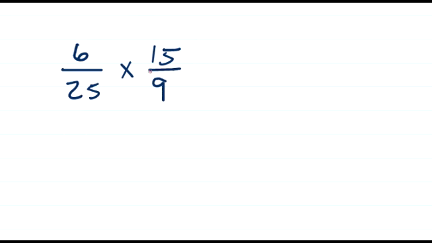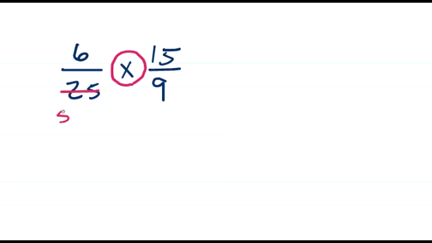Okay, let's do one more. So in this case, we have 6 over 25 times, and that's really important that it says times there. If it said plus there, we couldn't do this. So we'll get to that in the next video. But we have 6 over 25 times 15 over 9. Now that means we can do our little shortcut. So let's go to work.